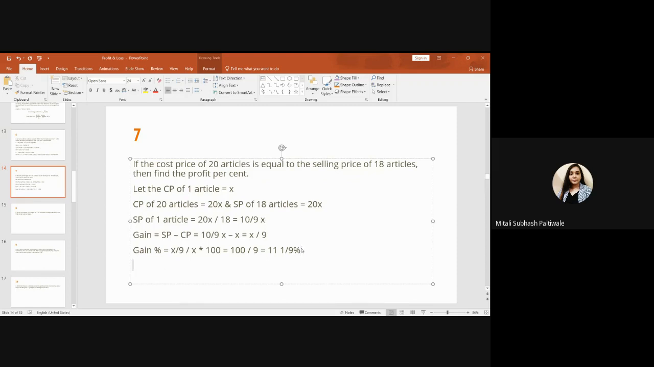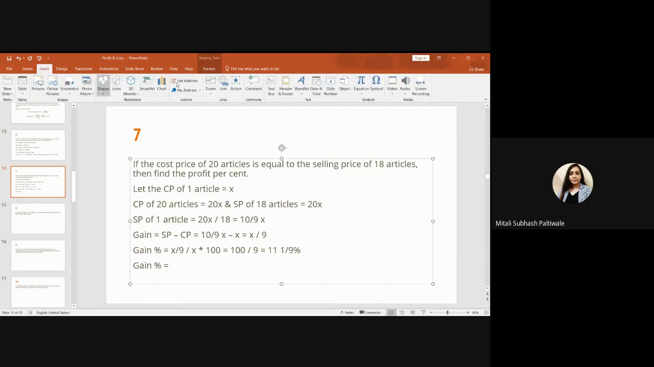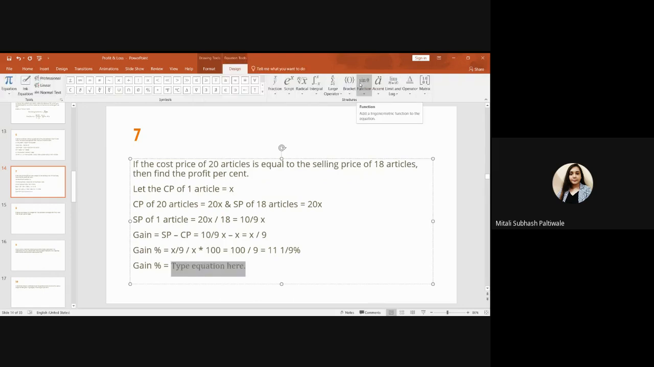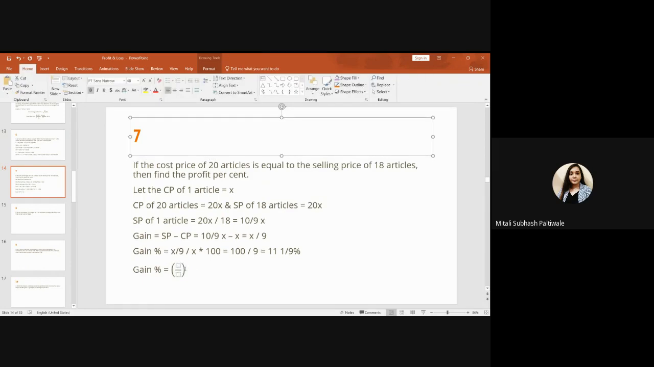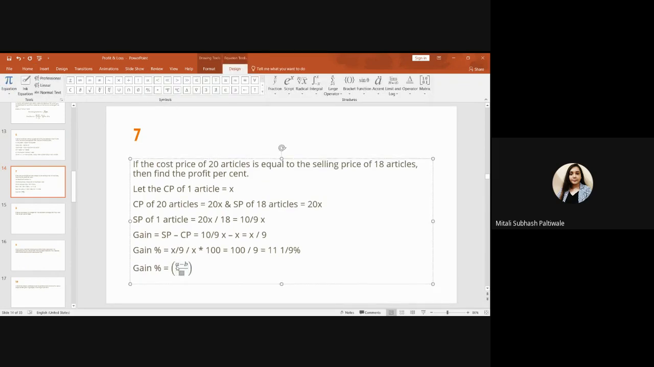But now there is a required formula. There is a direct formula, which is gain percentage is equal to A minus B by B into 100%. This is the only formula.